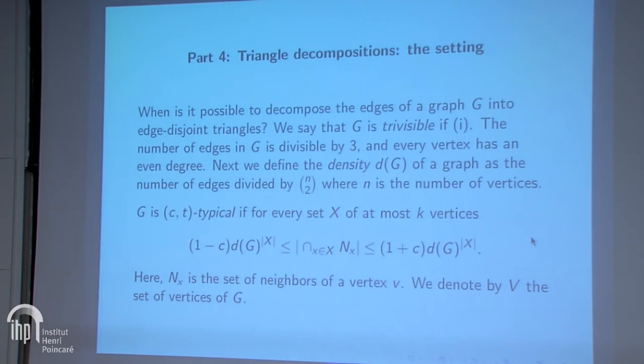And now a graph is C, T typical if, when we look at the intersection of the neighborhoods of at most k vertices, the number of vertices in this intersection is between 1 minus c and 1 plus c times the density of the graph to the power of the size of the set. So it's almost determined. Again, this is quasi-random.